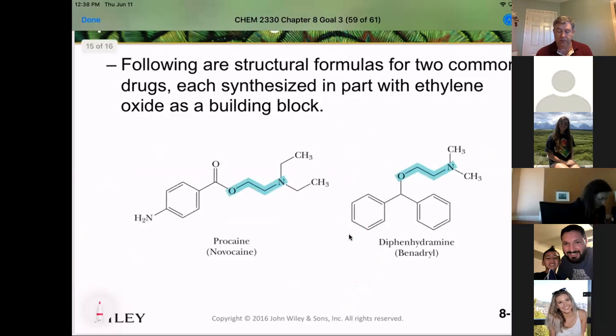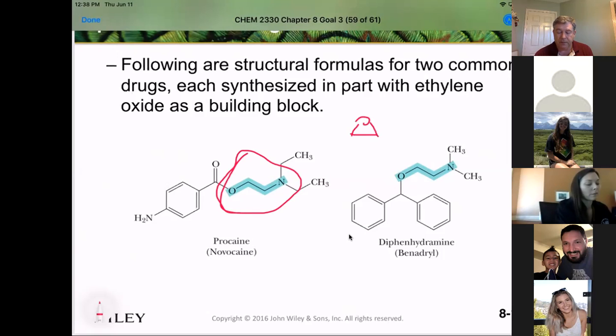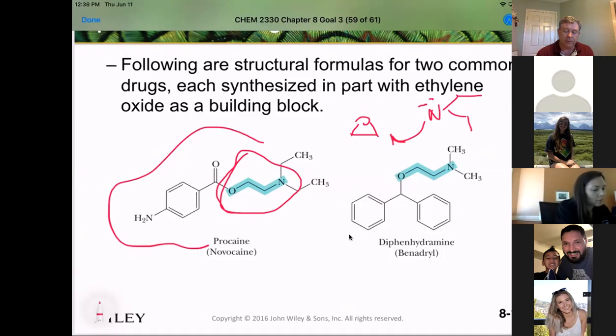Okay, so what we can do here, using that ring opening system, is create these kinds of substructures right here, where we attack an epoxy structure with a nucleophile, like nitrogen with 2 ethyl groups hanging off of it, and generate these longer building blocks from a very small 2-carbon chain.